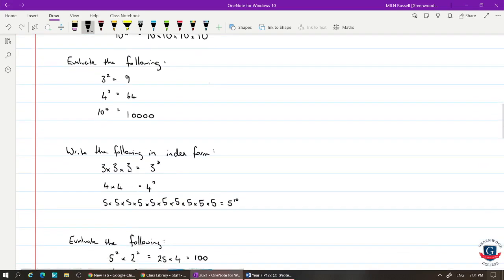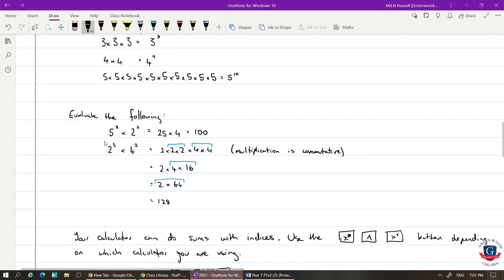If we had it in expanded form and we were trying to put it in index form, we would look at it and say how many times is the same number multiplied by itself? 1, 2, 3, 3 times. That would be 3 to the power of 3. How many times is 4 multiplied by itself? Well, 4 is multiplied by itself twice, so it would be 4 to the power of 2. In this case, 5 is multiplied by itself lots of times. 1, 2, 3, 4, 5, 6, 7, 8, 9, 10. So it would be 5 to the power of 10.